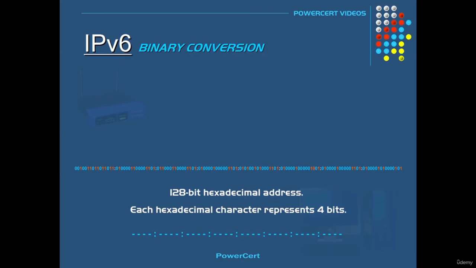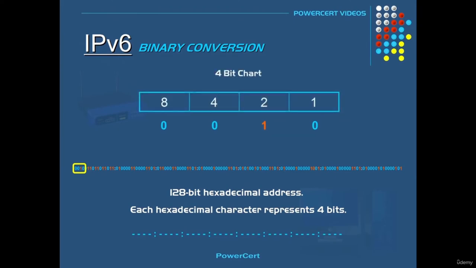So starting from the beginning, we convert the first 4 bits and put those bits up there against our 4-bit chart, which includes an 8, 4, 2, and a 1. So if we count the numbers that we have ones underneath them, you wind up with a 2. So a 2 is the first hexadecimal character in this IP version 6 address.